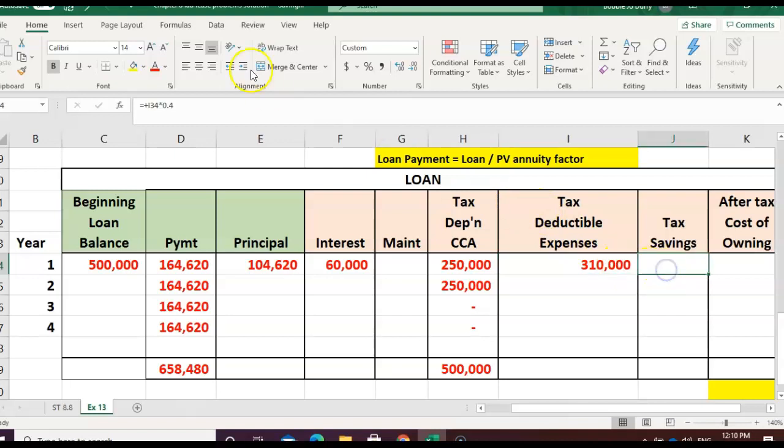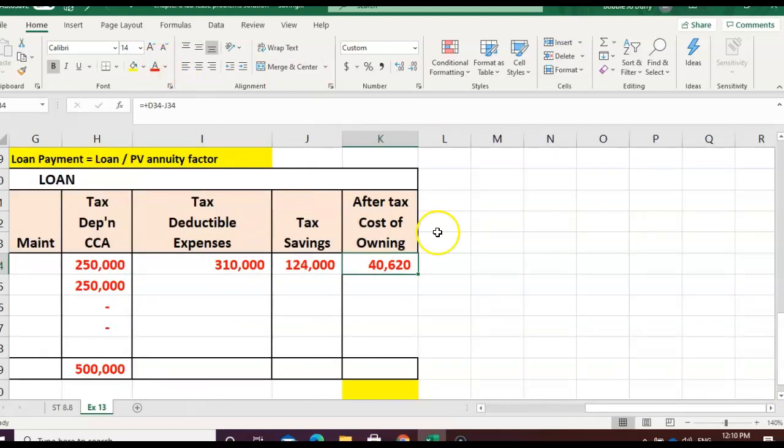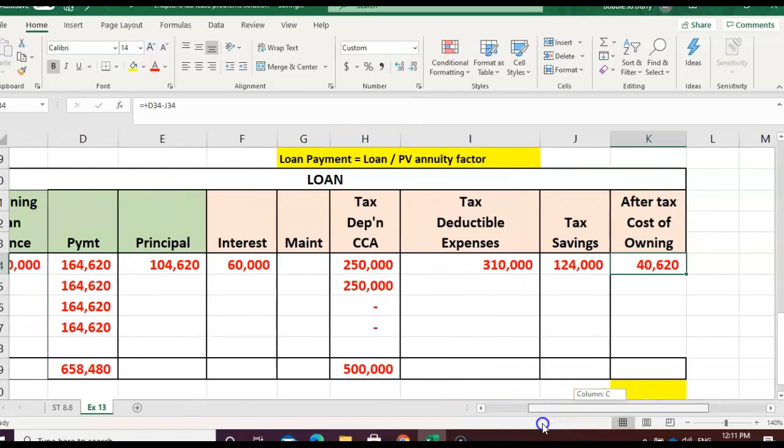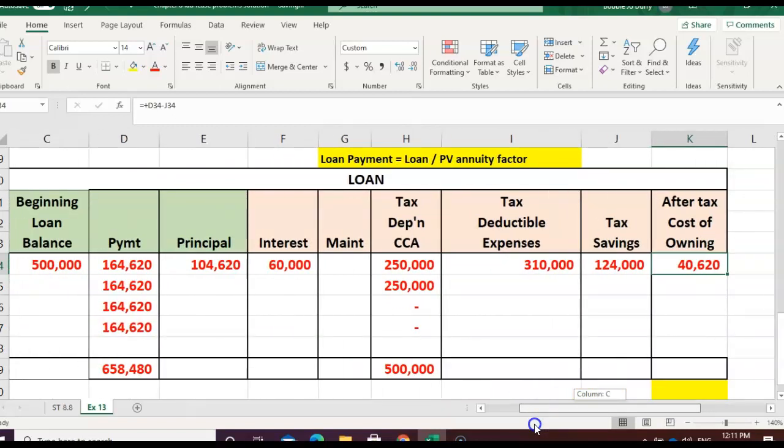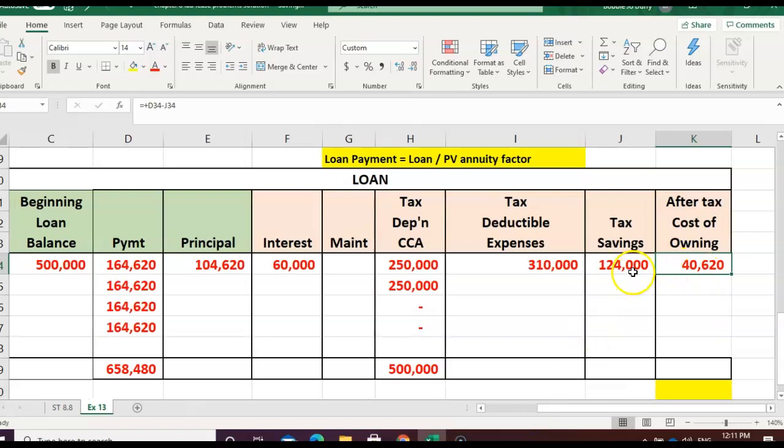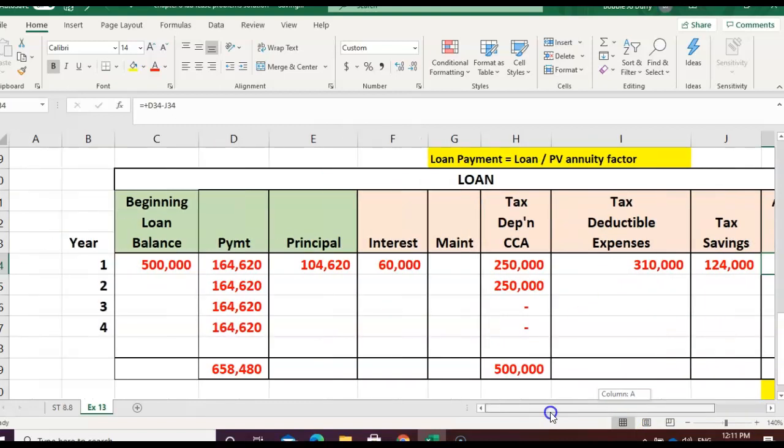Our tax savings is 40%. So our after-tax cost of owning is we take the payment and we deduct the tax savings. We're taking the payment of $164,620, deducting our tax savings of $124, and we get our after-tax cost of owning. So we keep going through this process.